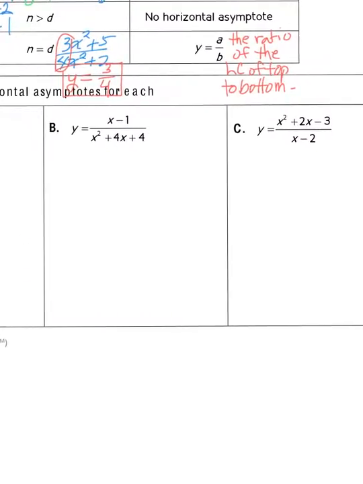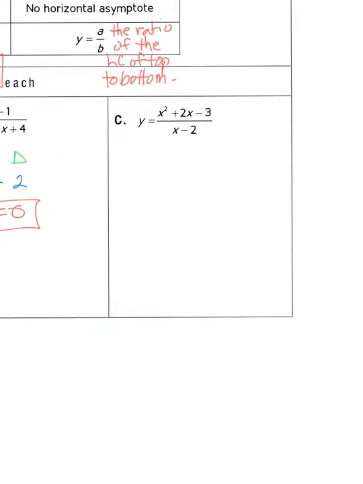In example B, the degree of the numerator versus the degree of the denominator. So the numerator has a degree of 1. The denominator has a degree of 2. Well, 1 is less than 2, which means that you should have y equals 0 as your horizontal asymptote.